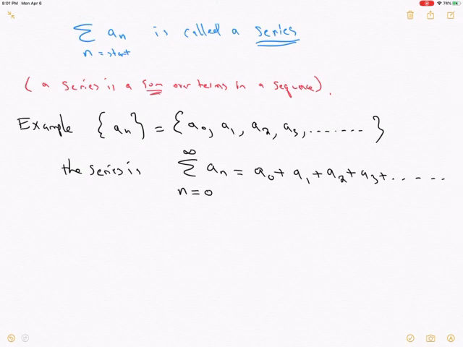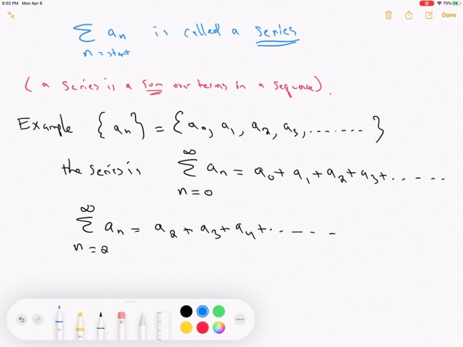But we don't have to start at 0. We could say summation n goes from 2 to infinity of a sub n. Now you start with a2, and then you have a3, and you have a4. And these are both series because they're these infinite sums. So these are two different examples of series, even though they're obtained from essentially the same sequence.